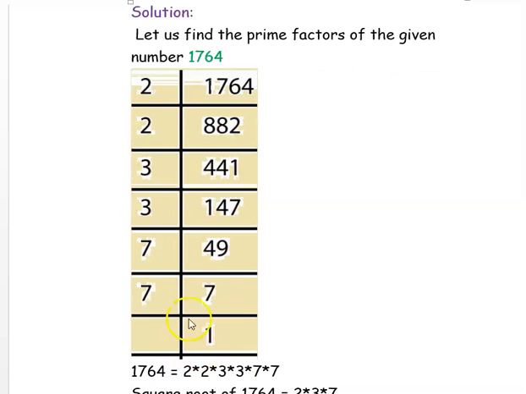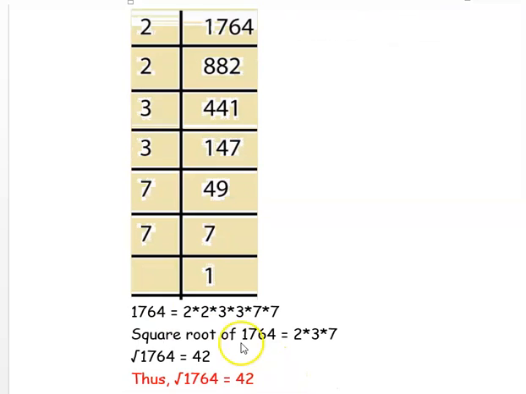Now we are writing the prime factors of 1764 in pairs: 2 into 2, 3 into 3, 7 into 7. To find the square root of 1764, we have to write each pair once. That is 2 into 3 into 7. 3 times 2 is 6, and 6 into 7 is 42. Thus the square root of 1764 is 42.